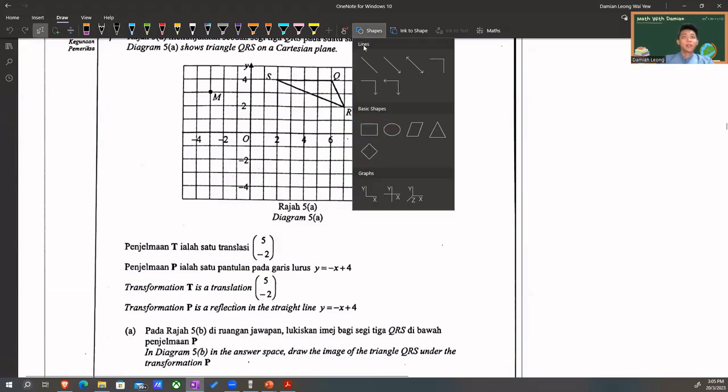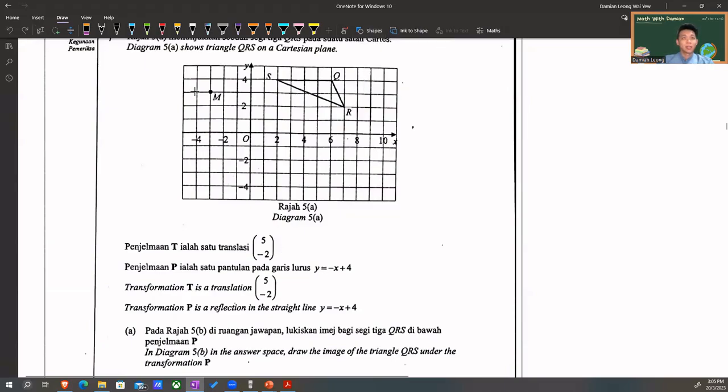So y equals negative x line is diagonally like this. Yeah, but plus 4. When they say plus 4 means it shifts up by 4. So you end up here.